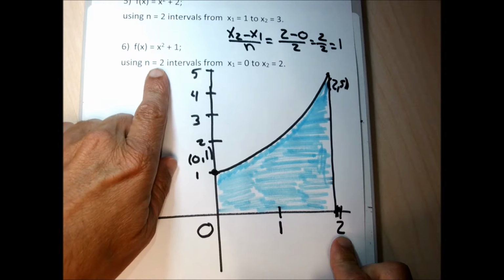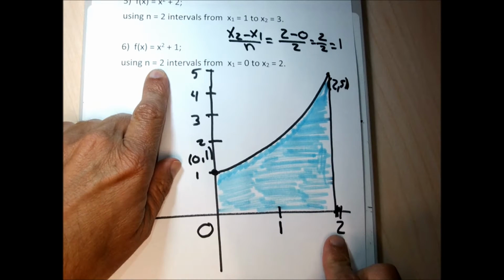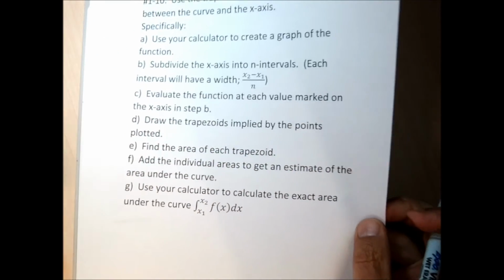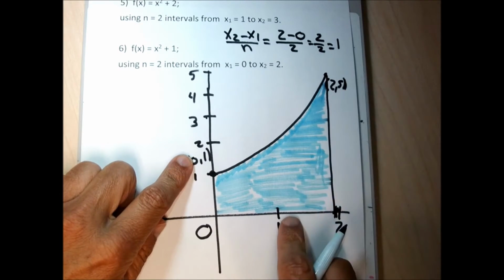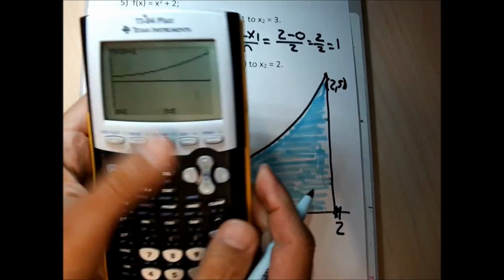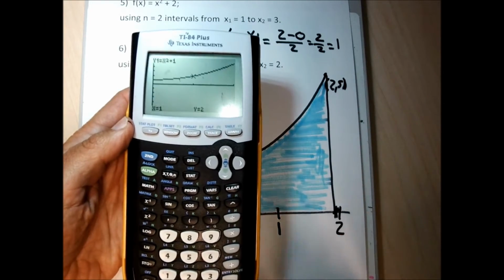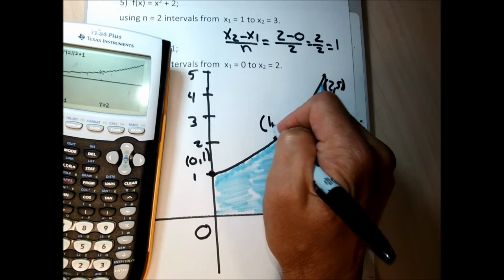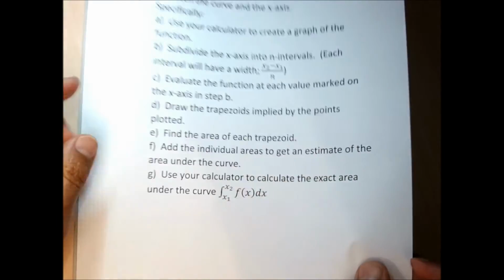I need one more number on my x-axis in the interval. So I have 3 numbers on my x-axis that allow me to get 2 trapezoids. All right, so boom. Now, for each number on the x-axis, I need a y value. Well, I've got y values for those. I need to get a y value for that. I'm going to go second calc value, type the number 1 in, and I get 2. So this is going to be the point 1, 2. All right, done with step C.